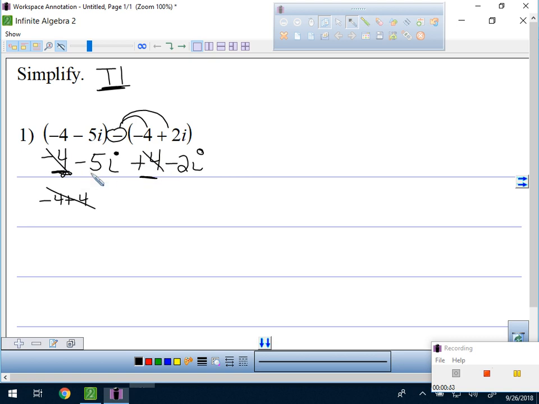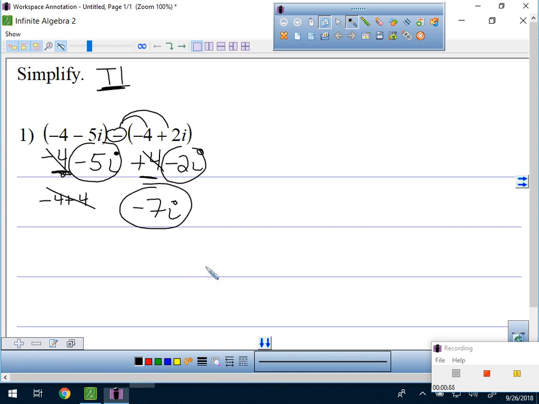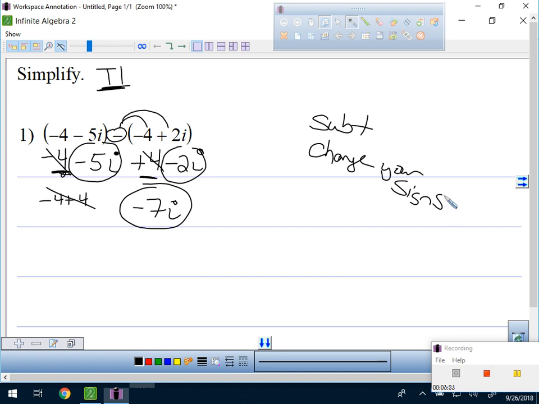-4 plus 4 gives me 0. And then -5i minus 2i would give me -7i. And then that would be my answer for this one. So -7i would be the answer for that one. So just remember, when you have subtraction, make sure that you change your signs, okay? So that's the first one.